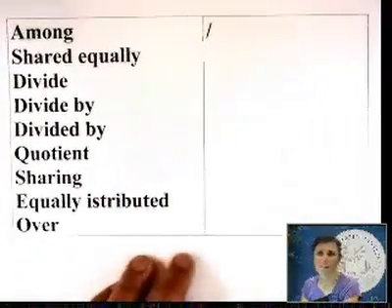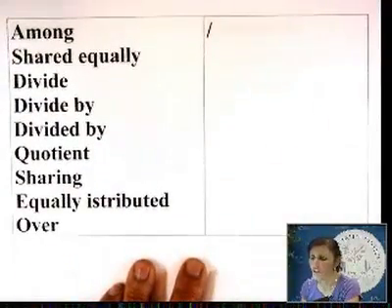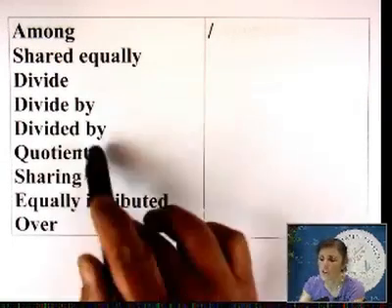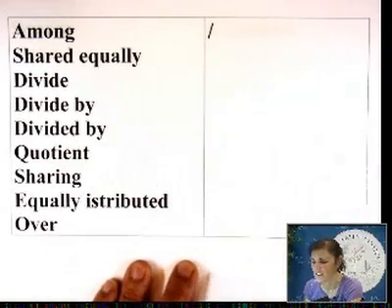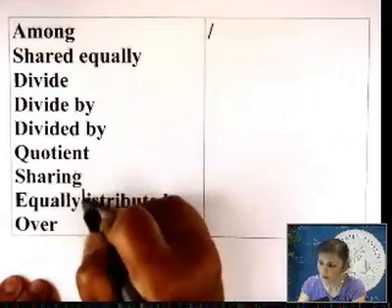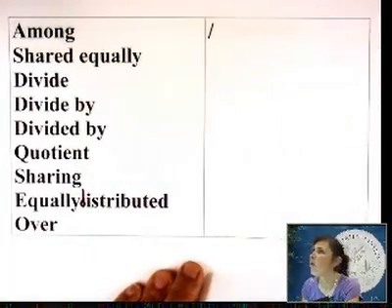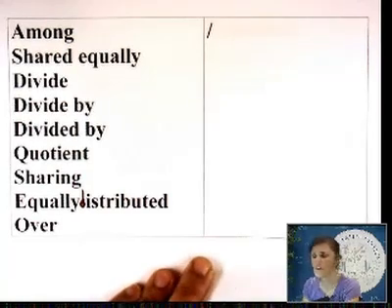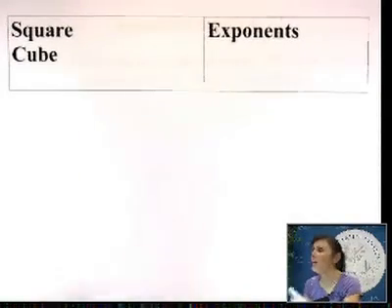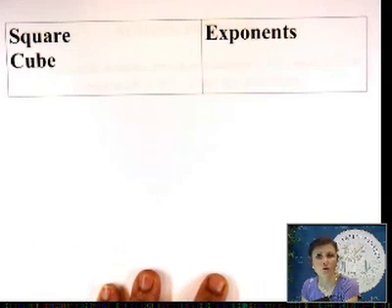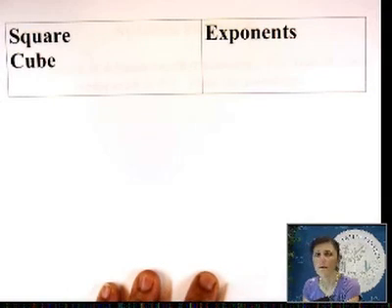Division terms sometimes are a little bit more obscure. Shared equally, they are kind of not spelled out. Divide by, quotient, sharing, anything that has a D here, equally distributed, sharing over something. Those are all division terms. Also the exponents: 2 squared, 2 cubed. Okay, so make sure that you understand those.